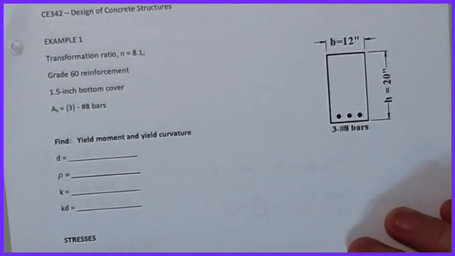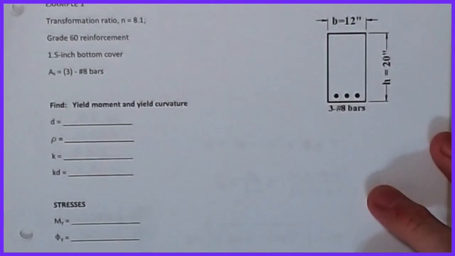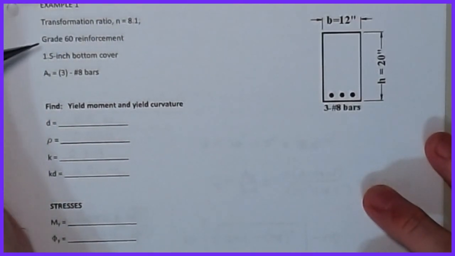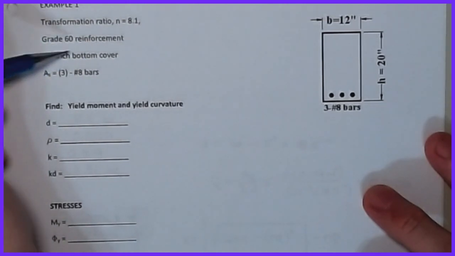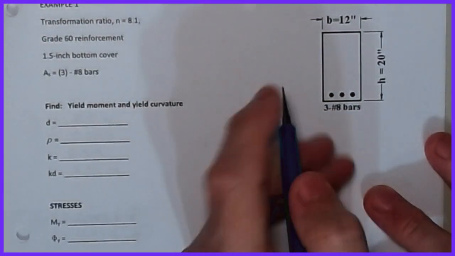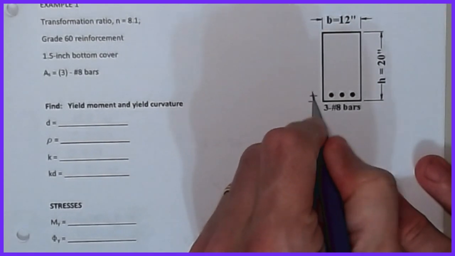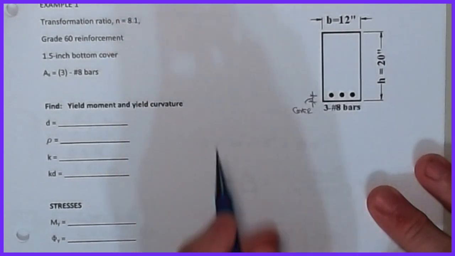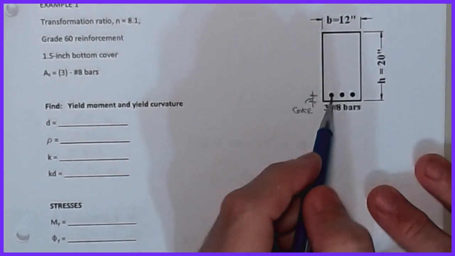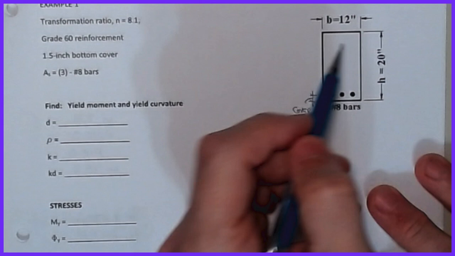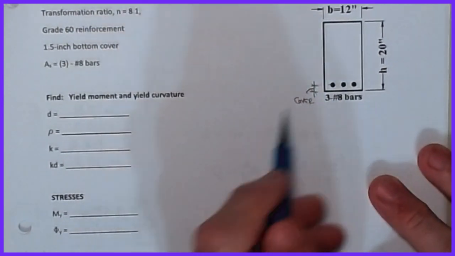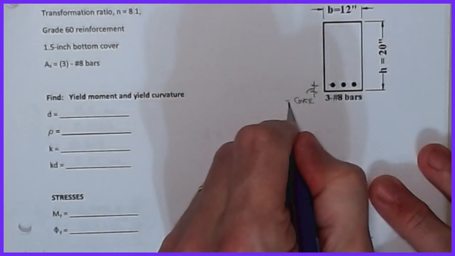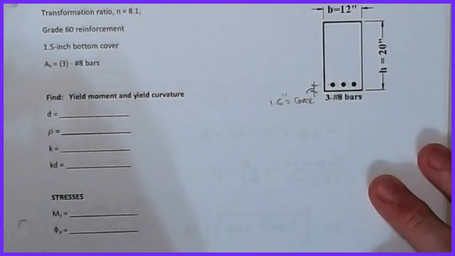Again, for my students, this is one of the example handouts that we'll work our way through. The information that we have might be a transformation ratio, grade 60 reinforcement, and a 1.5 inch bottom cover. Now, this bottom cover is basically the distance from the center of the bars to the bottom fiber. There are different covers that you'll talk about when we get into detailing: a side cover, and a top cover for steel in the top region. But when you see the term bottom cover, that's just this distance right there, and we're saying that for this one, that's 1.5 inches.